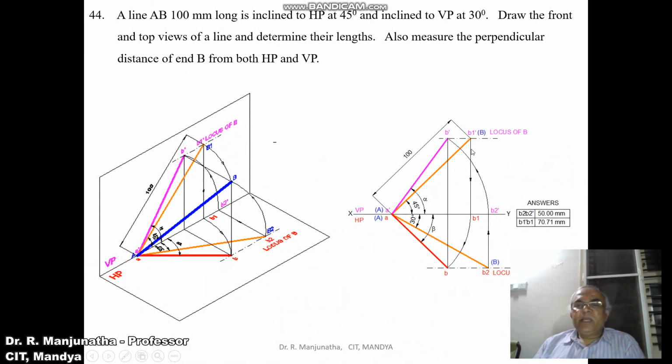Then by using the scale, you measure the distance between B1 dash and B1, which will be 70.71 when you are doing it in the computer. When you are doing it manually, it will be 71. B2 to B2 dash will be 50 mm, both in the computer and manually. So this will be the final answer in the sketchbook.